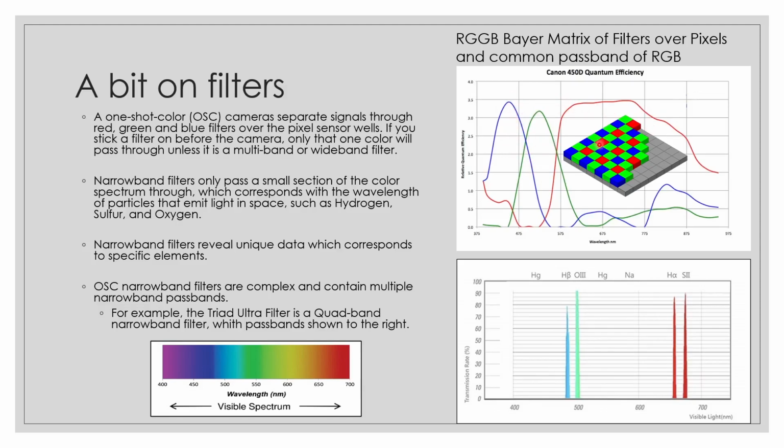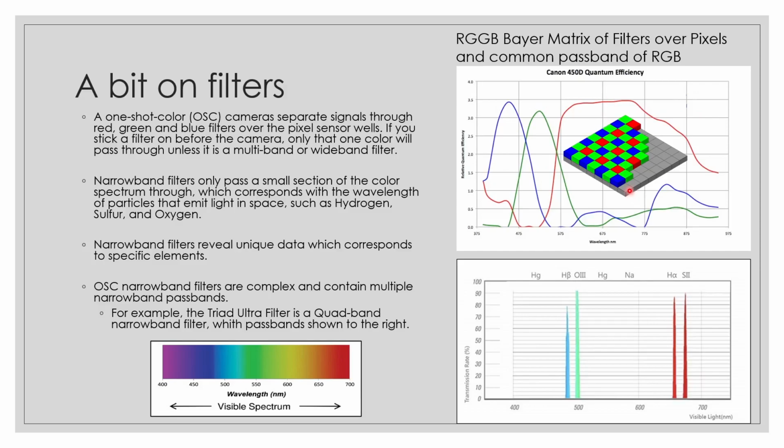Now, in narrowband imaging, the point is to isolate very specific wavelengths in order to block out a lot of light pollution, etc. And so you can do that multiple ways. One way is you can use a one-shot color camera and put a multi-band narrowband filter over your camera sensor, and you can accomplish this.